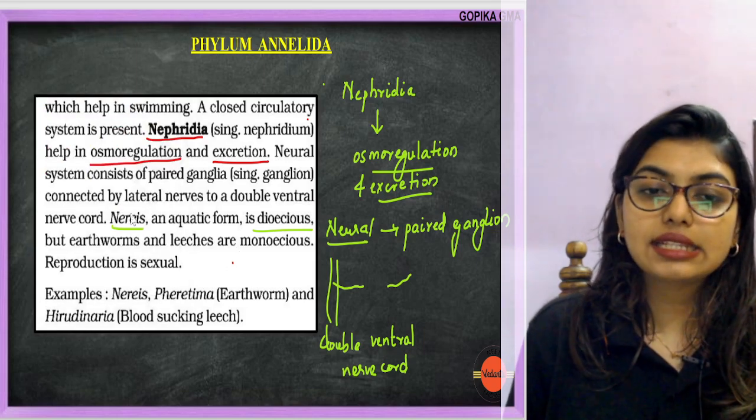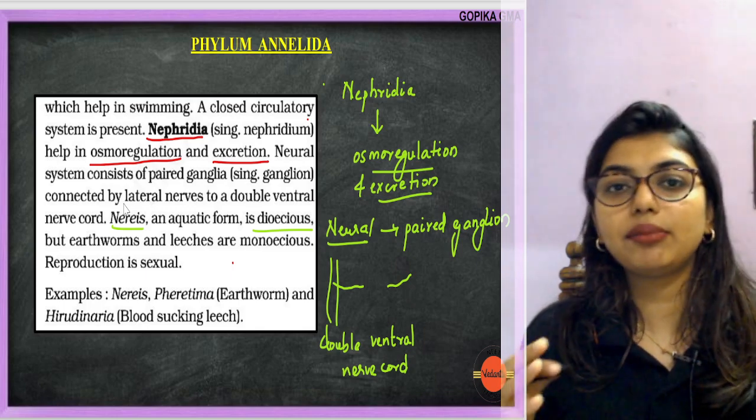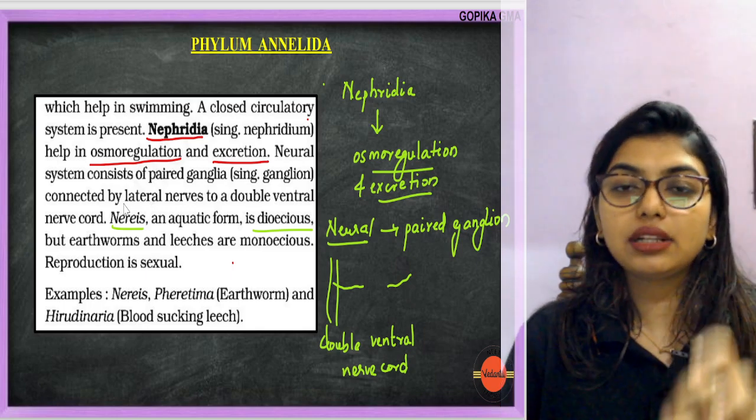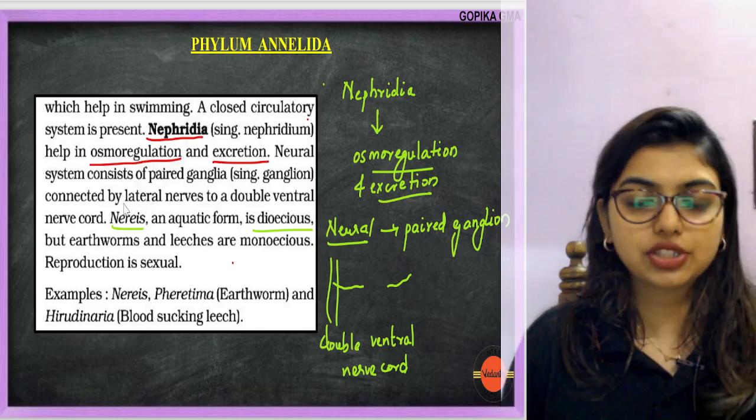That is, in Nereis the sexes are separate and both of them might have a distinct character, but earthworms and leeches are monoecious and reproduction is sexual.